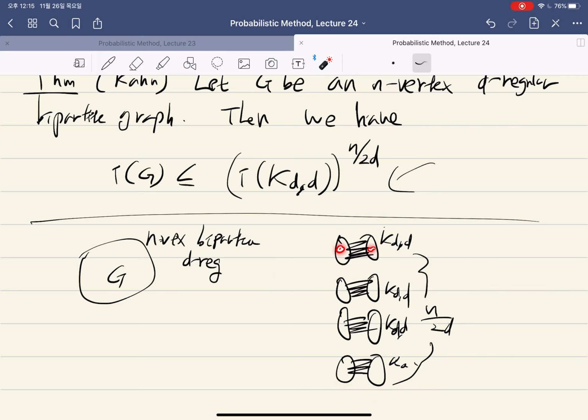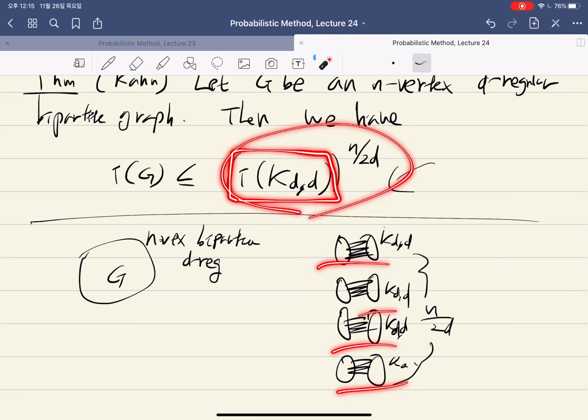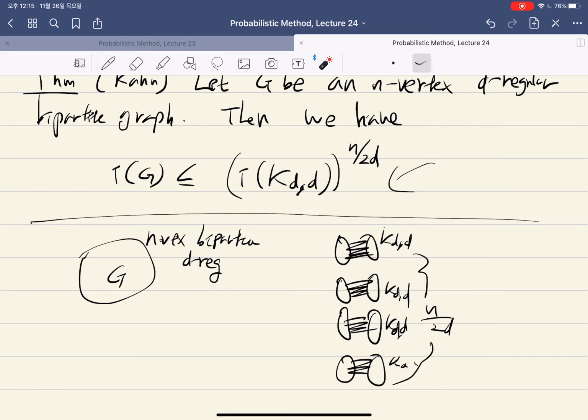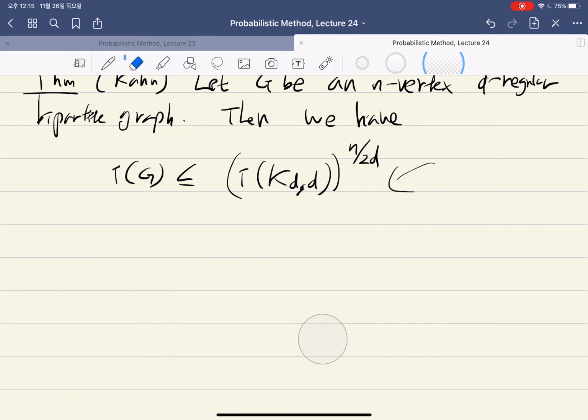So what's the number of independent sets here? You choose one independent set here, one here, one here, one here, then all together yields an independent set. So you simply take this and multiply them, and this gives us the number of independent sets here. So this shows that the number of independent sets in a d-regular bipartite graph is maximized when this is a disjoint union of K_{d,d}.